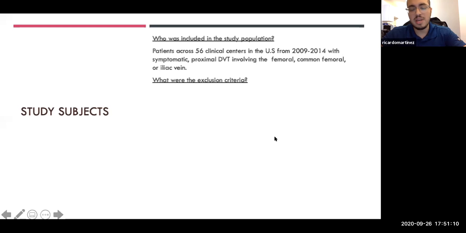So basically patients across 56 clinical centers in the US from 2009 to 2014 with symptomatic proximal DVT involving the femoral, common femoral, or iliac vein. And patients were stratified by the most proximal extent of the DVT, so iliofemoral versus femoral popliteal.